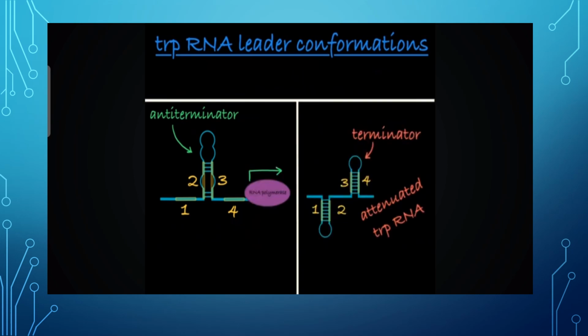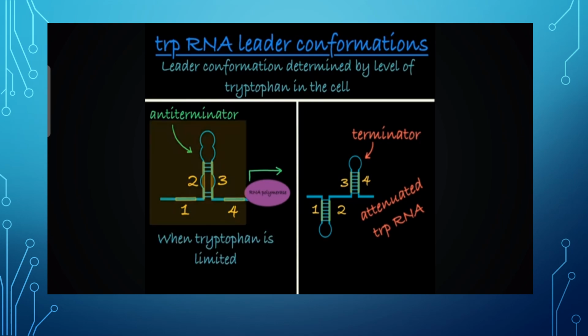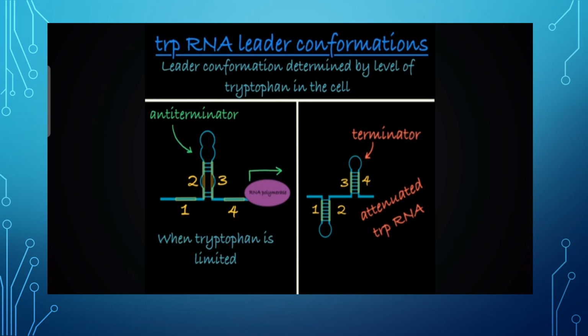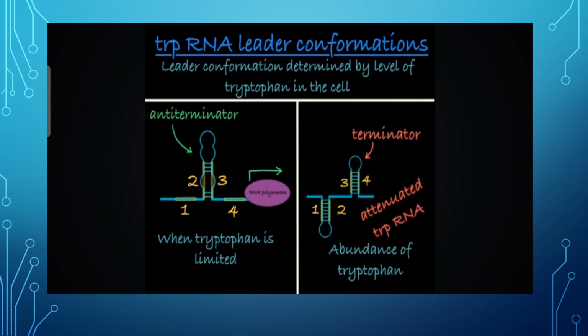So what causes one RNA leader conformation to form over another? Just like we saw with the work of the repressor protein, the deciding factor is the level of tryptophan in the cell. When there is less tryptophan, you can see this conformation containing the anti-terminator, which allows the cell to make more tryptophan. When there is an abundance of tryptophan in the cell, you can see this formation containing the terminator, which prevents the production of additional tryptophan through TRP gene expression.